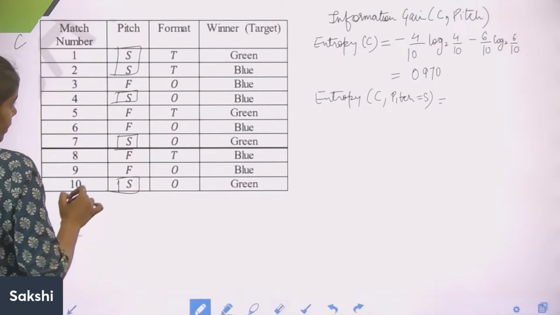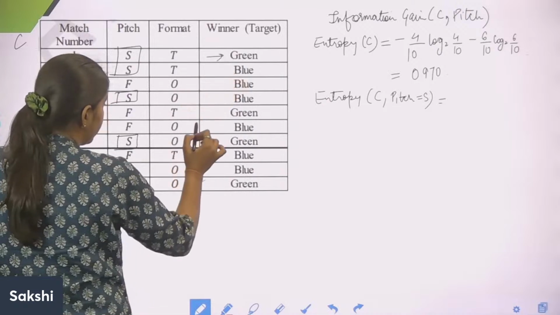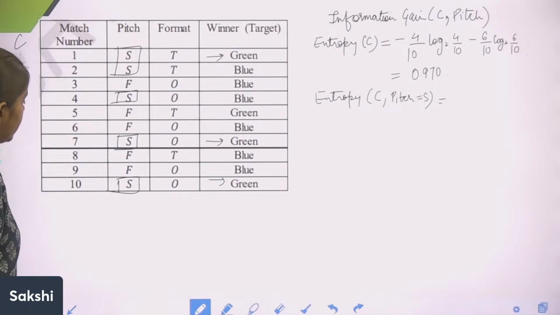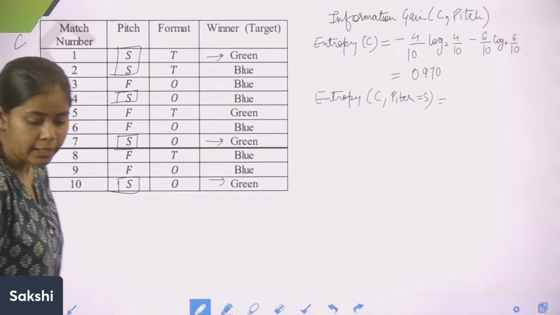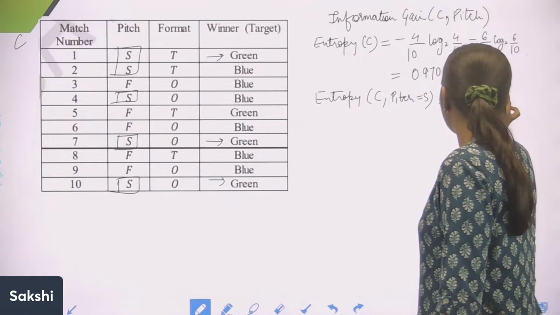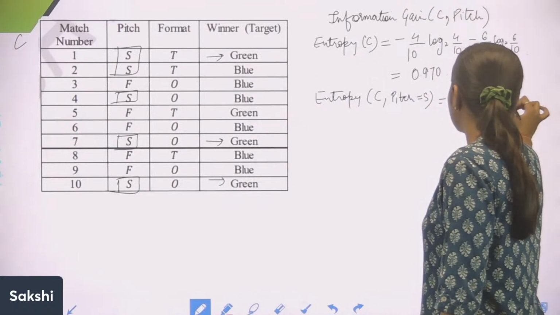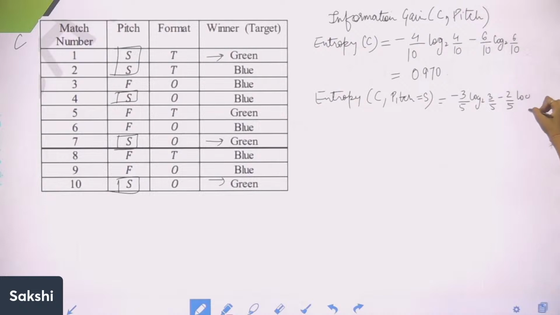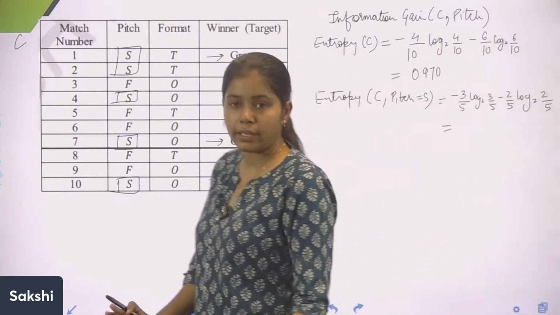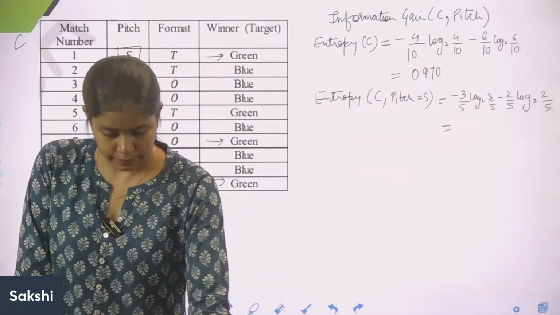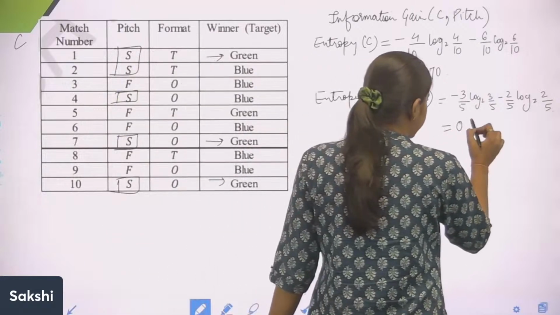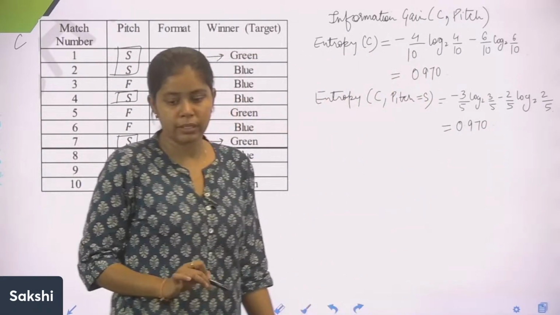I have 5 S. In these 5 S, how many green do I have? 1, 2 and 3. I have 3 green and 2 blue, right? So what would be the entropy? Minus 3 by 5 log to the base 2 of 3 by 5, minus 2 by 5 log to the base 2 of 2 by 5. So this would be my entropy. Now again, you can find the solution using a calculator, right? I think on solving, you would get the value again as 0.970.